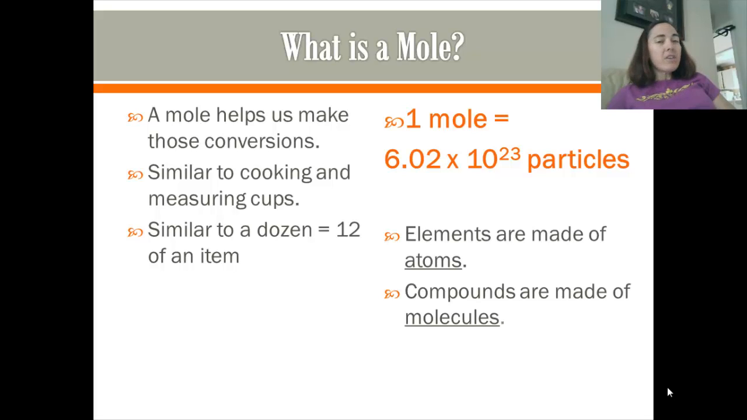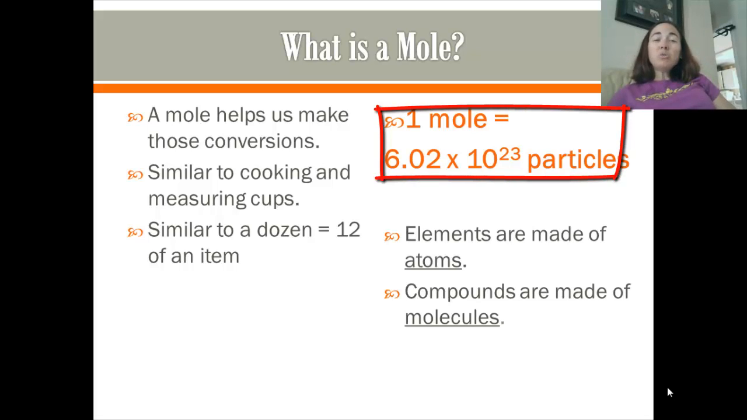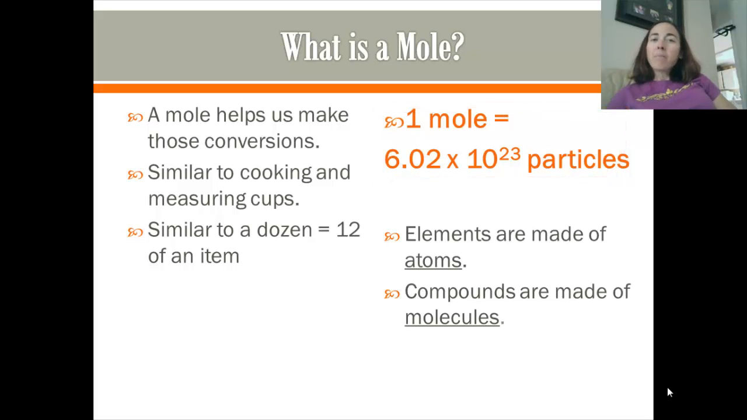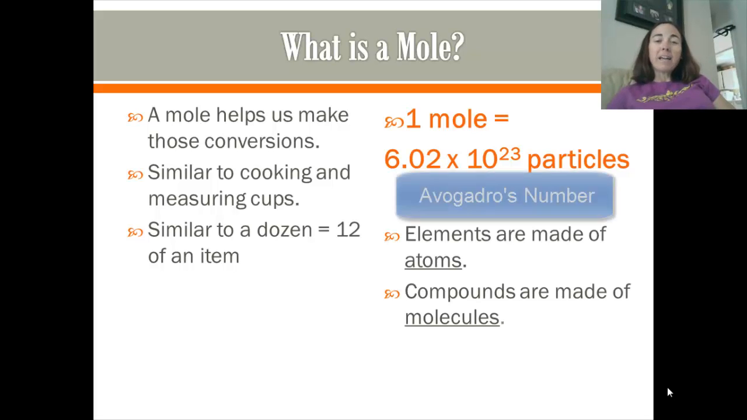Here's another analogy. It's kind of like the word dozen. When I tell you a dozen, you think of the number 12. Well, look here. The definition of a mole is 6.02 times 10 to the 23rd particles. A really huge number. But just like a dozen means 12, a mole means 6.02 times 10 to the 23rd. That number's in your reference packet. It's called Avogadro's number.